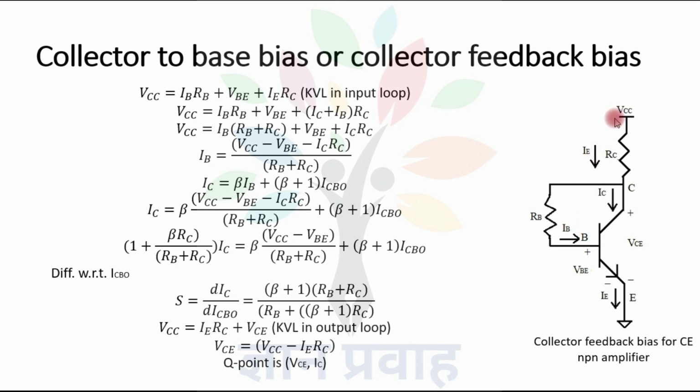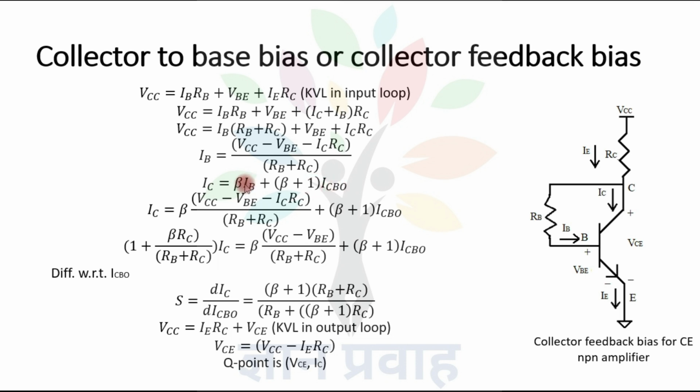By applying KVL in the input loop, VCC equals (IB + IC) RC plus RB IB plus VBE. So VCC equals IB RB plus VBE plus IE RC. From this expression, IB equals (VCC minus VBE minus IC RC) divided by (RB plus RC). And for common emitter configuration, IC equals beta IB plus (beta plus 1) ICBO.